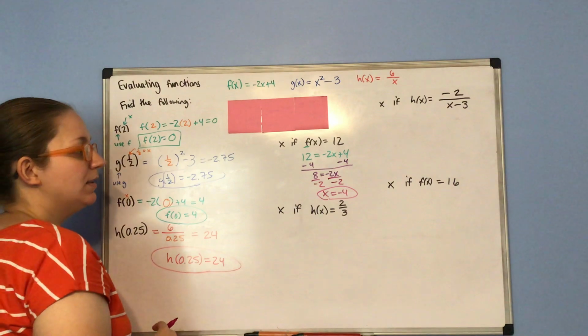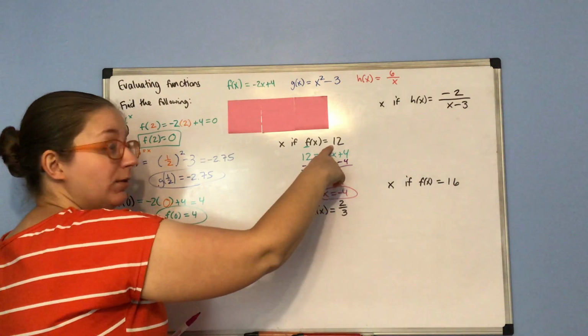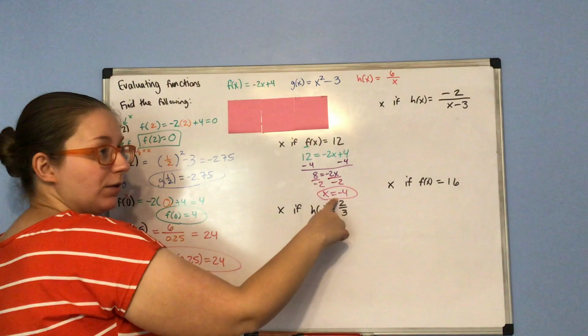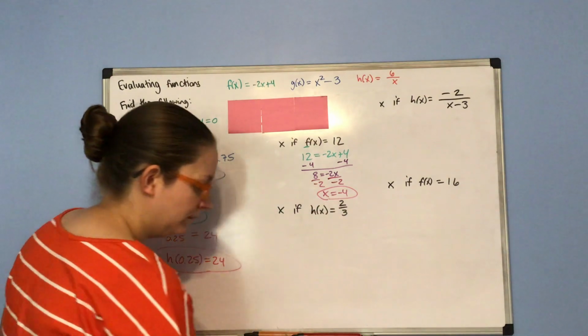So what that means is if my f of x value, or y value, if you want to think of it that way, is 12, then the x value that goes with it is negative 4. Let's try some more.